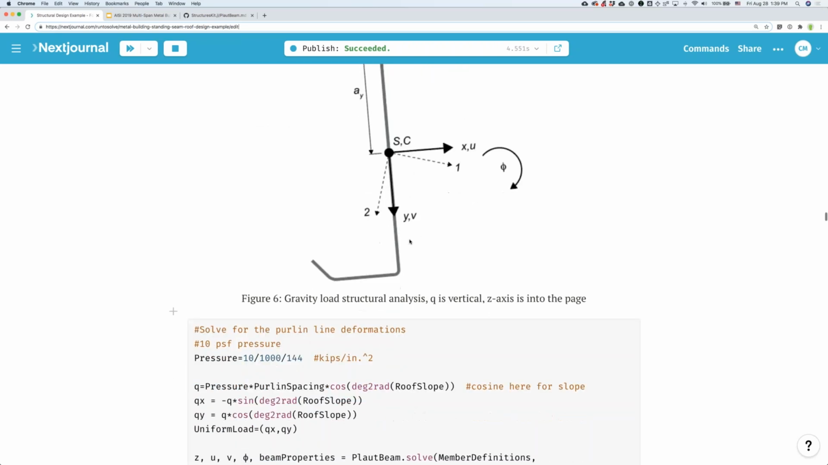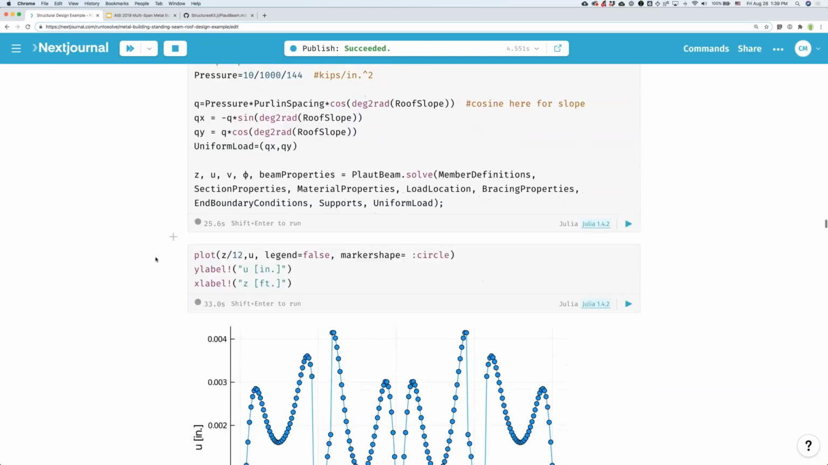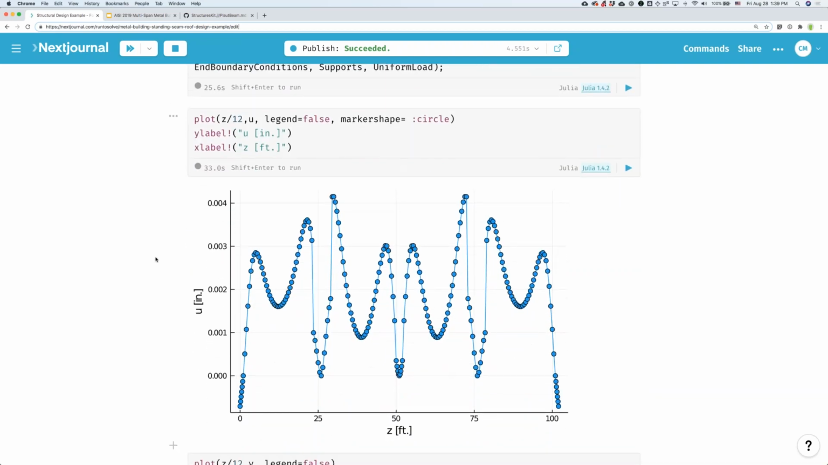And what happens? So I run that. This is just a call to a function here that runs that analysis and calculates the deflection. You see here, U, V, and theta are just the lateral deflection, the vertical deflection, and the twist of the Purlin. And this is the first plot, the first results that we get. This is along the Z-Purlin, so along the line here.